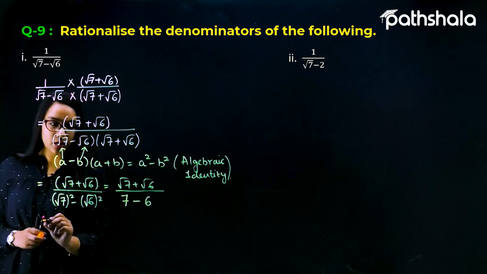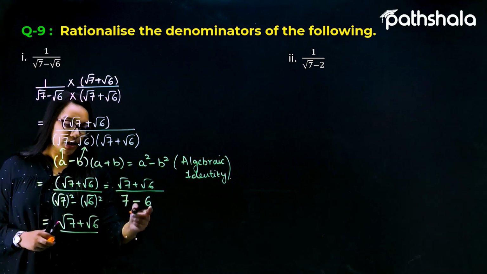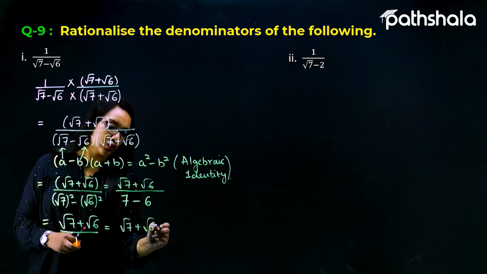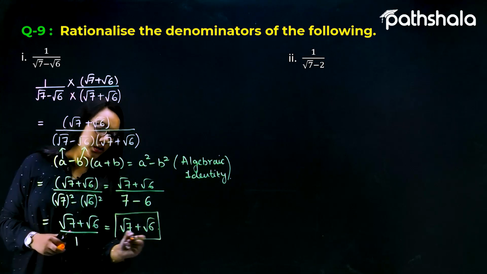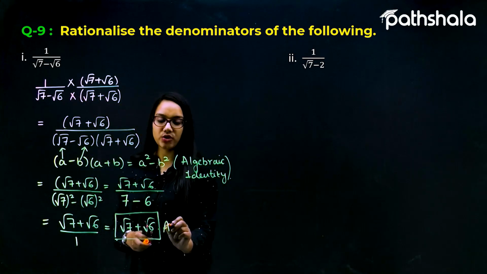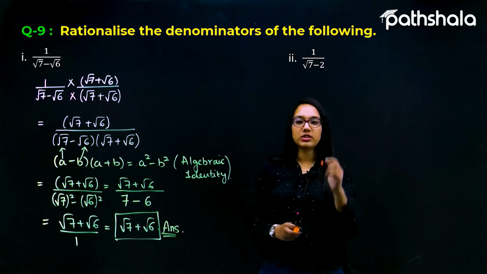So this is root 7 plus root 6 divided by 7 minus 6, which is 1. So the answer is root 7 plus root 6. The rationalization of the denominator of this p by q form results in the answer root 7 plus root 6. Let's move on to the second part.